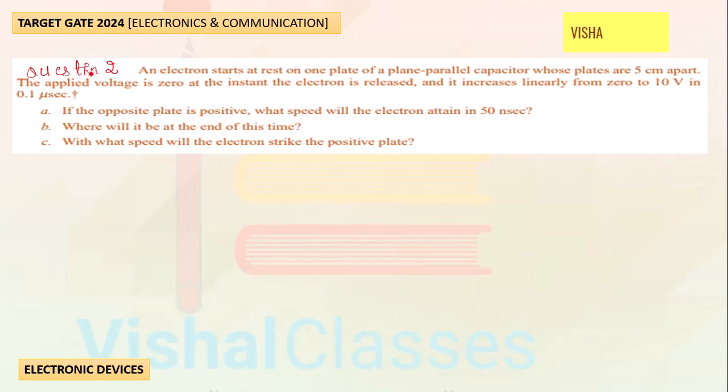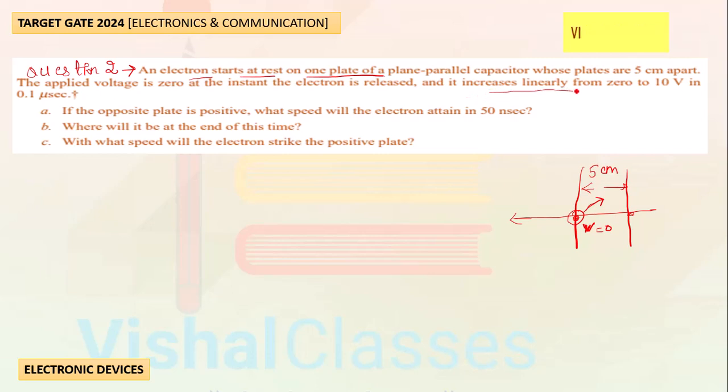Question number 2. What is given? An electron starts at rest on one plate of a parallel plate capacitor whose plates are 5 cm apart. The applied voltage V is 0 when the electron is released.